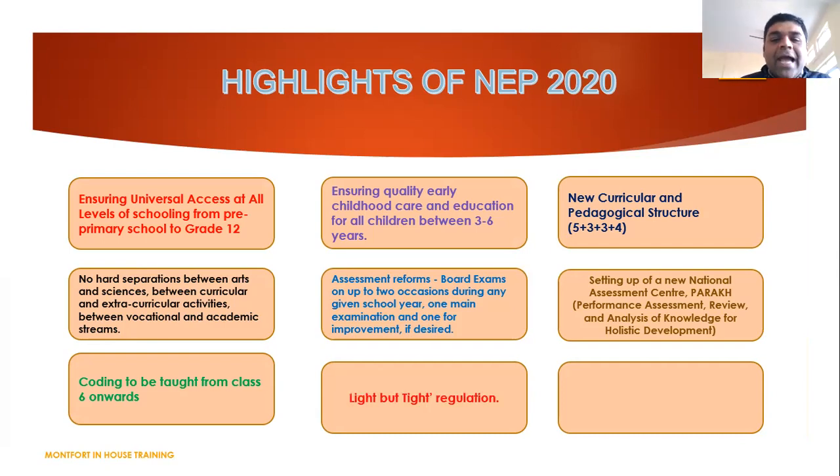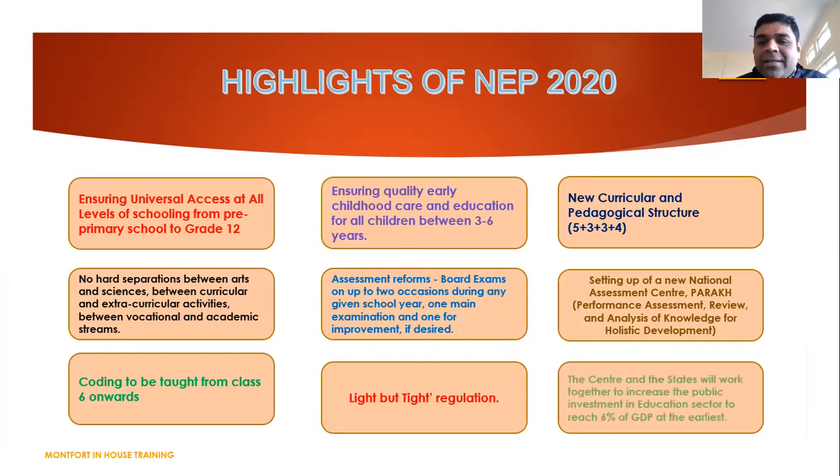Next we have light but tight. Yes, light is why? Because we are seeing from one example that there is no hard separation between science and arts. So this is a light type of activity, the curricular and pedagogical structure. But tight is why? Because they are implementing, they are judging each and every student every time.